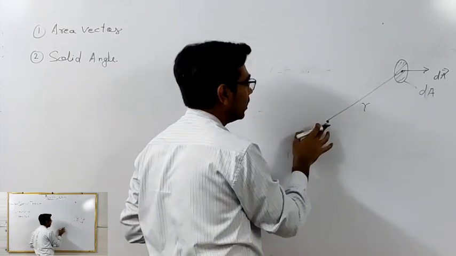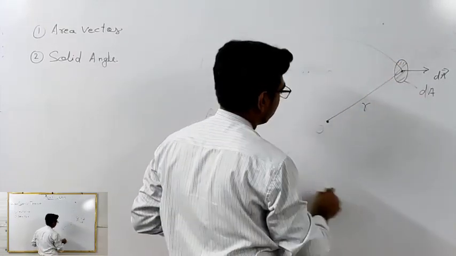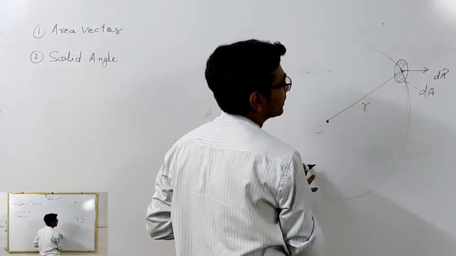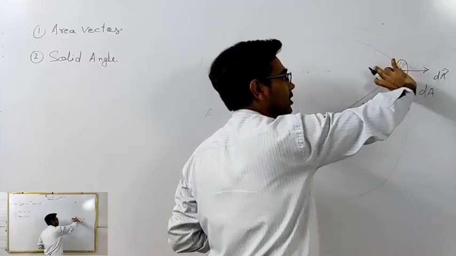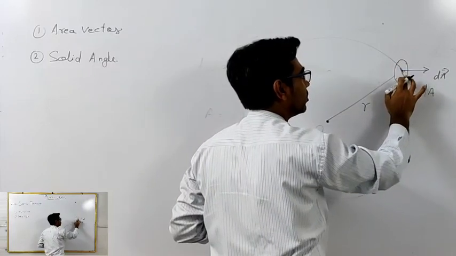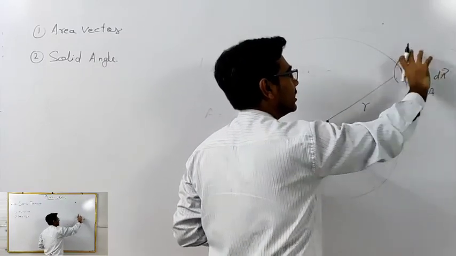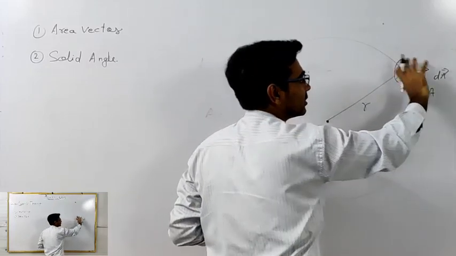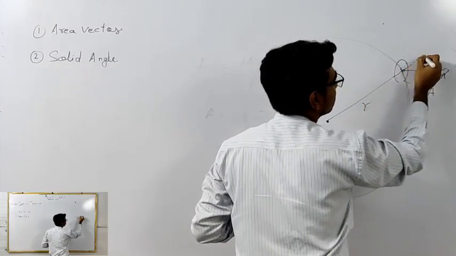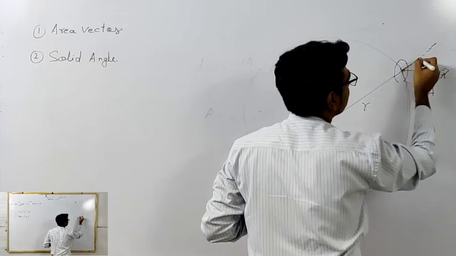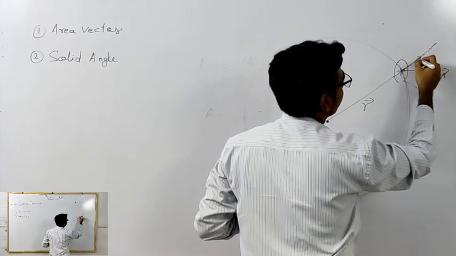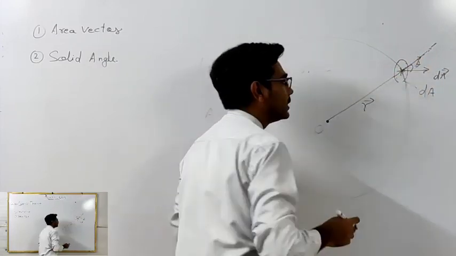Now draw a sphere considering this R as a radius. Obviously this area is not on the sphere, it is in space, it is away, somewhat deviated. This is your position vector R with respect to O. Let the angle between them be theta.